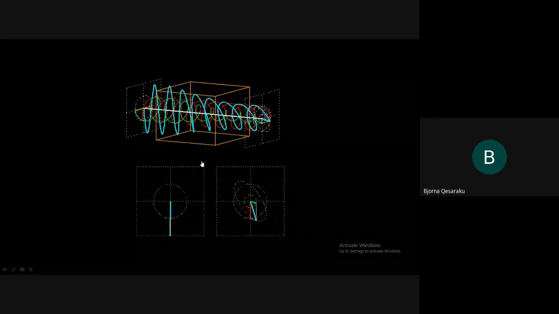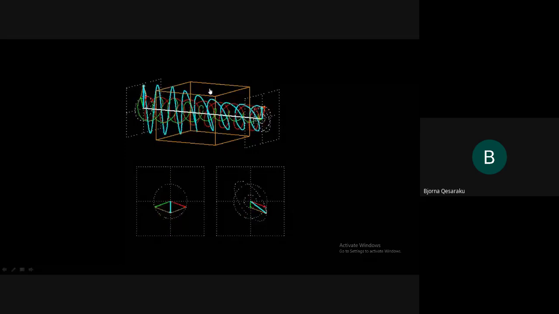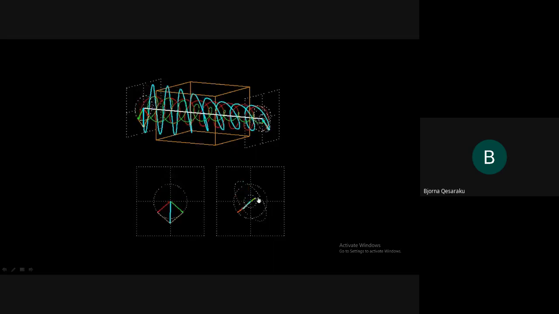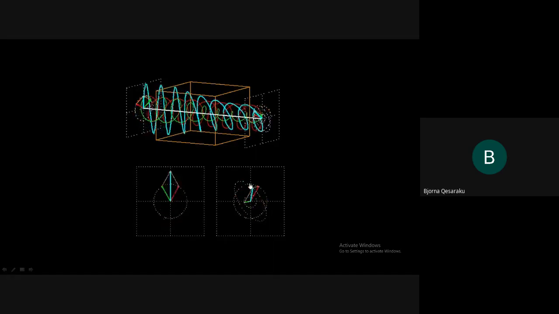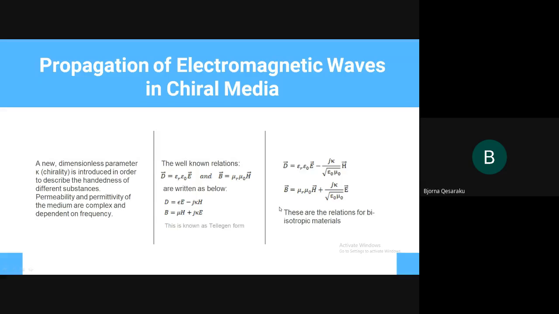This is the short video here. We have a propagation of an electromagnetic wave in the chiral media, and here at the output we can see the rotation is counterclockwise, or we can say it is like a left-hand rotation. Propagation of electromagnetic waves in chiral media.